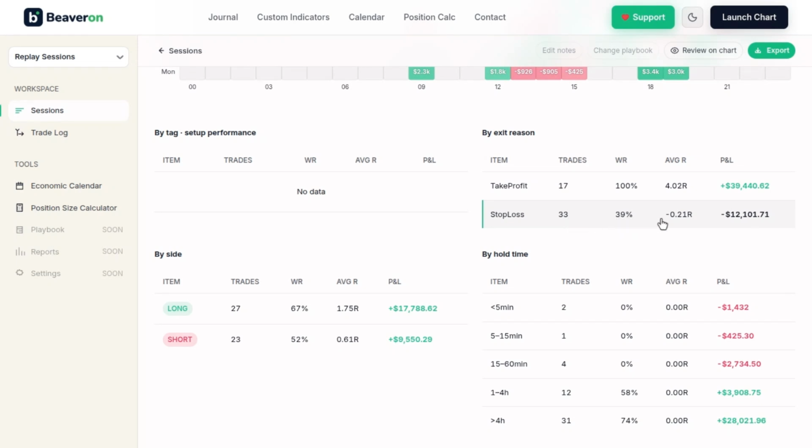And then the stop loss, the average trades that hit my stop loss, 33, 39% win rate on those, minus 0.21 R is the average. And the reason is because I had trades that either hit break even or hit my trailing stop loss. So when it hits your trailing stop loss or break even, this accounts into here as well.